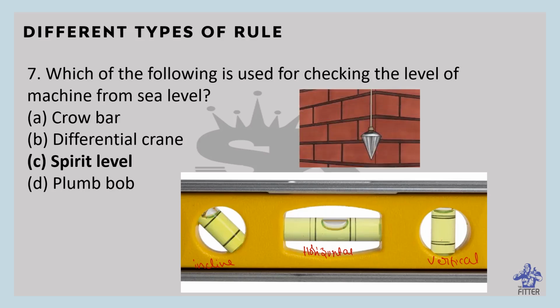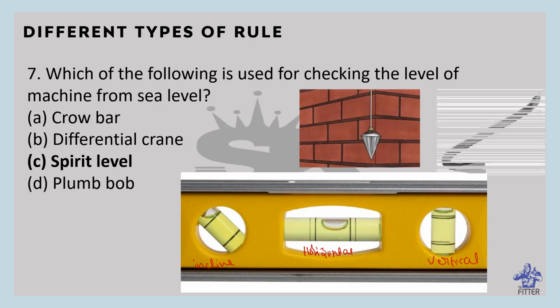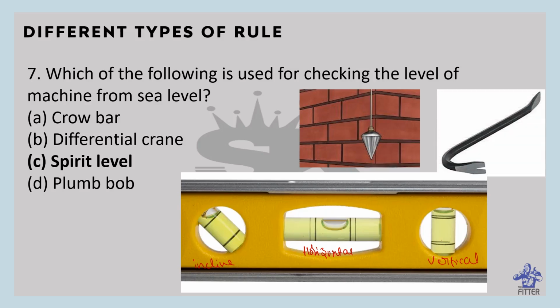And here the plumb bob. Plumb bob is a pointed weight attached to the end of a string and is used to find a vertical reference line. You majorly observe this plumb bob in house constructions, right? I think you all may be aware of this plumb bob. And next one is crowbar. Crowbar is commonly used to open nailed wooden crates. It consists of a metal bar with single flattened and curved points.